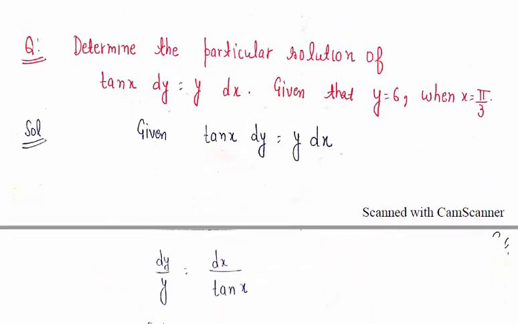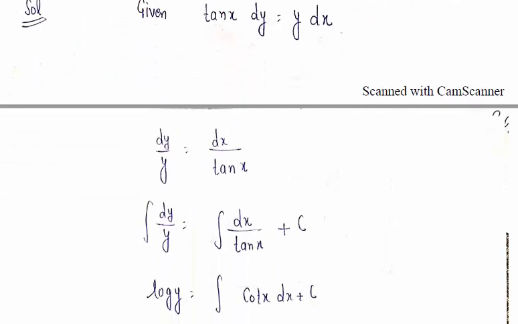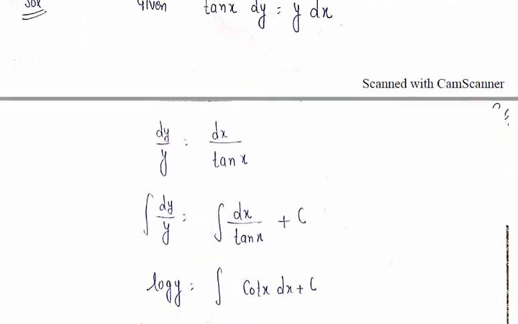Now the next example: determine the particular integral of tan x dy equals y dx, given that y equals 6 when x equals pi by 3. So we write the given equation, then dy over y equals dx over tan x. Now after separation of variables, we perform an integration.